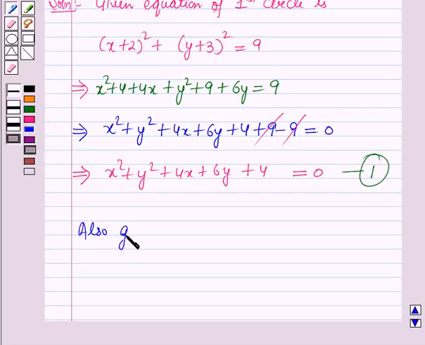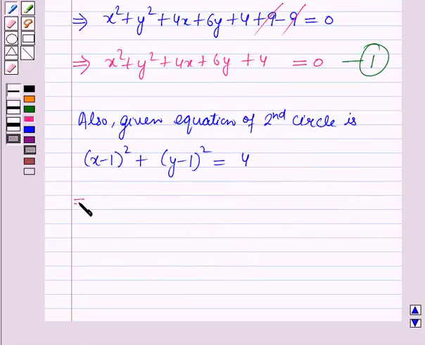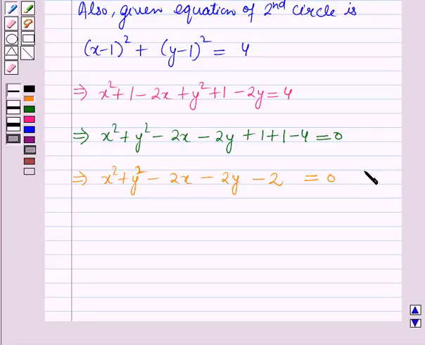Also given the equation of the second circle is (x - 1)^2 + (y - 1)^2 = 4, which implies x^2 + 1 - 2x + y^2 + 1 - 2y = 4, which further implies x^2 + y^2 - 2x - 2y + 1 + 1 - 4 = 0, which further implies x^2 + y^2 - 2x - 2y - 2 = 0. Now let us name this as equation number 2.